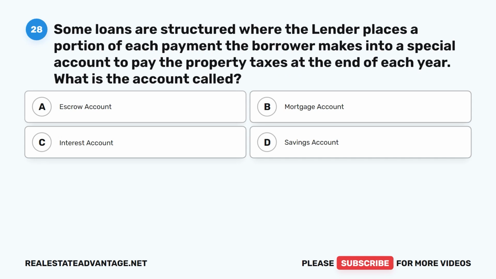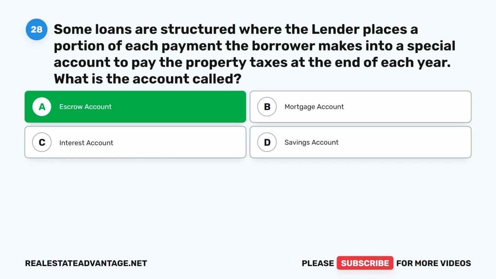Question 28. Some loans are structured where the lender places a portion of each payment the borrower makes into a special account to pay the property taxes at the end of each year. What is the account called? A. Escrow account. B. Mortgage account. C. Interest account. D. Savings account. The correct answer is A. Escrow account.